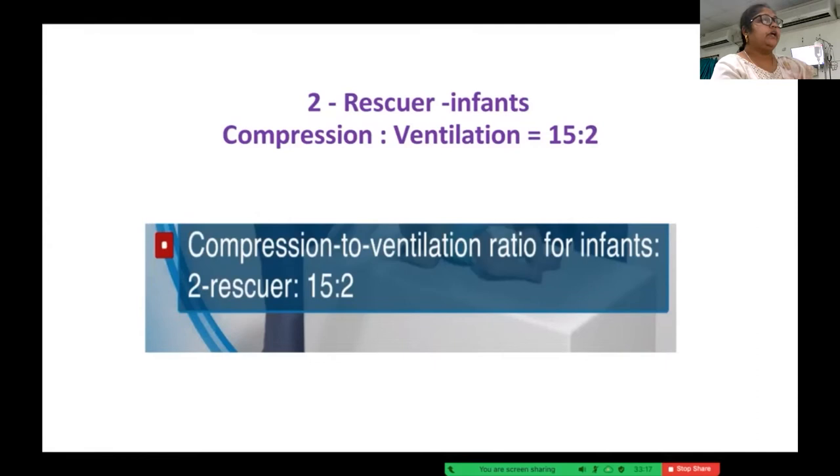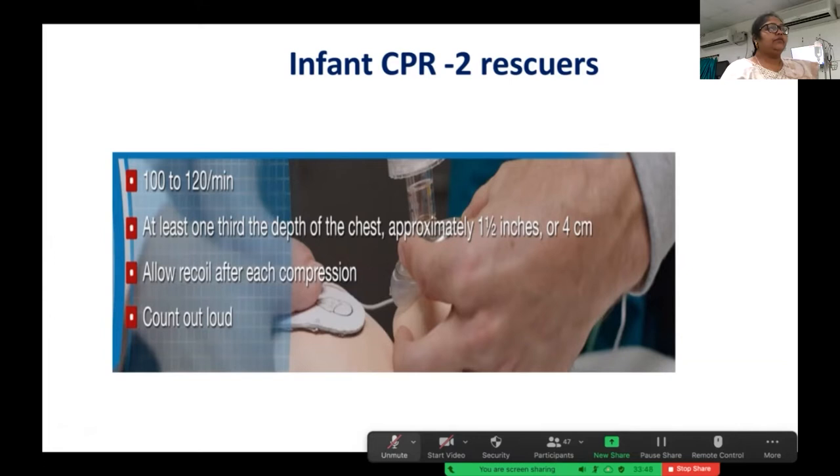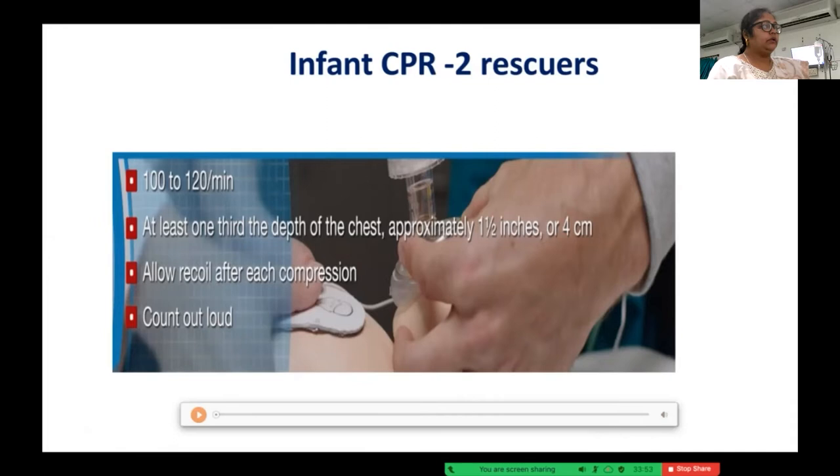So we have to know the infant's ratio of compression and ventilation also. If there are two rescuers, as usual in the hospital, it is 15:2. But when we are single or outside, then it will be 30:2, same as for children. So in infant CPR, if we have two rescuers, we have to perform chest compressions at 100 to 120 per minute. At least one third of the depth of the chest should be compressed, approximately 1.5 inch or 4 centimeters, and we have to allow chest recoil after each compression.